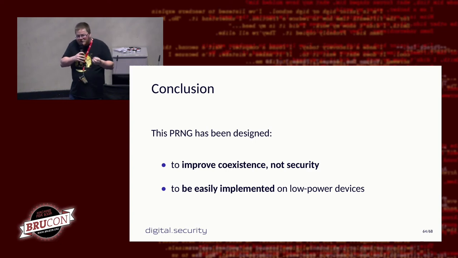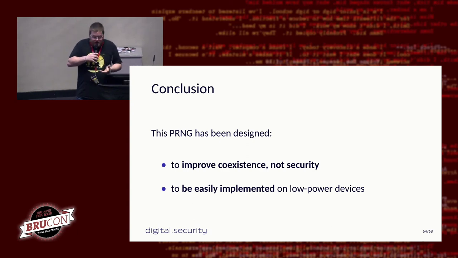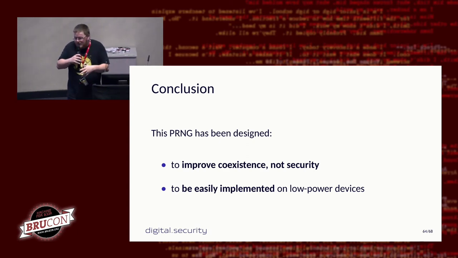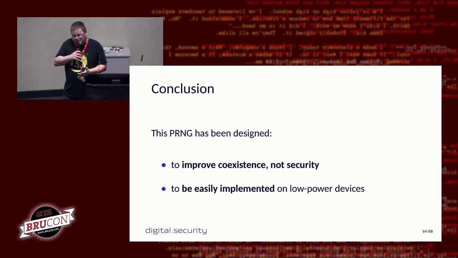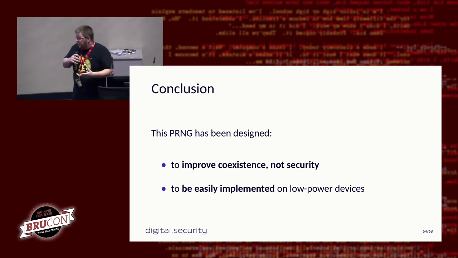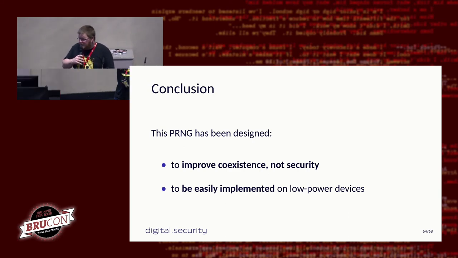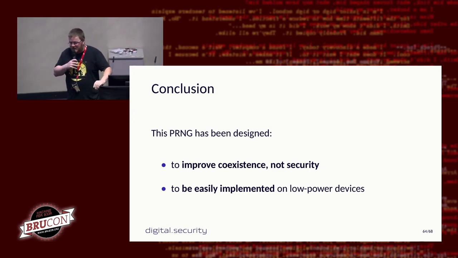So in fact, this is not really a security mechanism or security feature that has been introduced in BLE5. It's just something made to make everybody's lives easier with BLE. And it has also been designed to be easy to implement on very tiny devices and very low power CPUs or MCUs. So basically, they are doing the right thing. But don't expect this PRNG to block security people from tapping into devices.